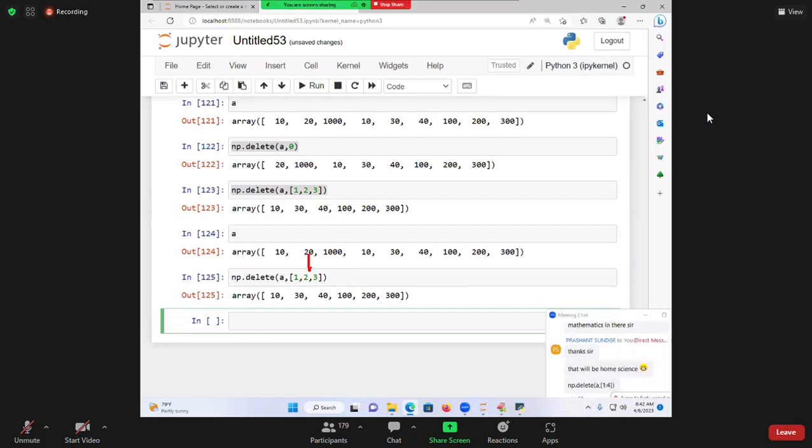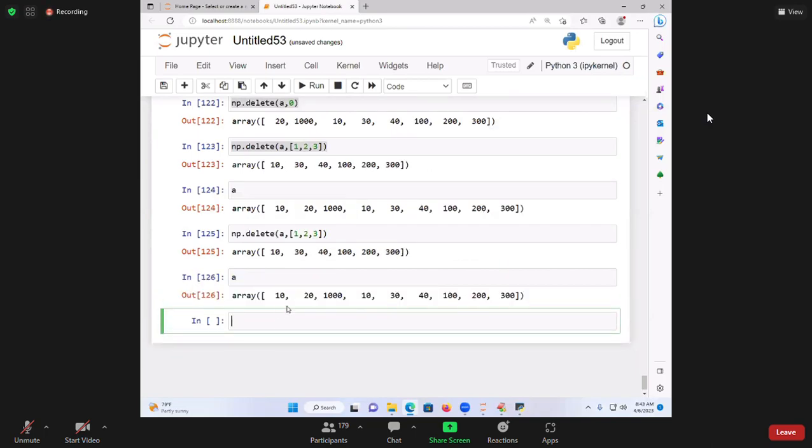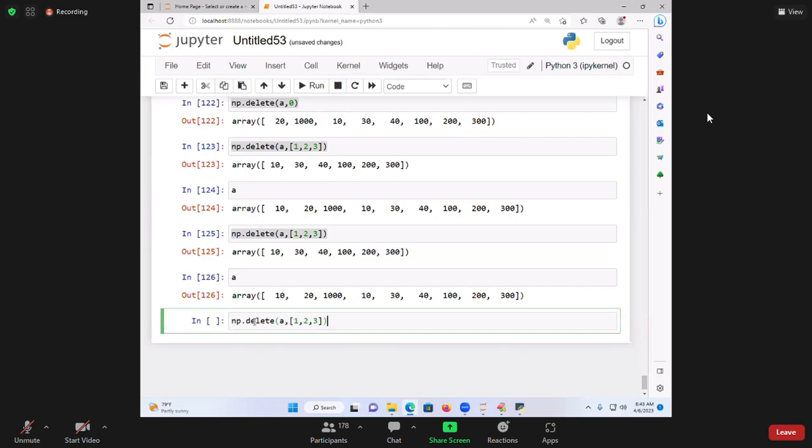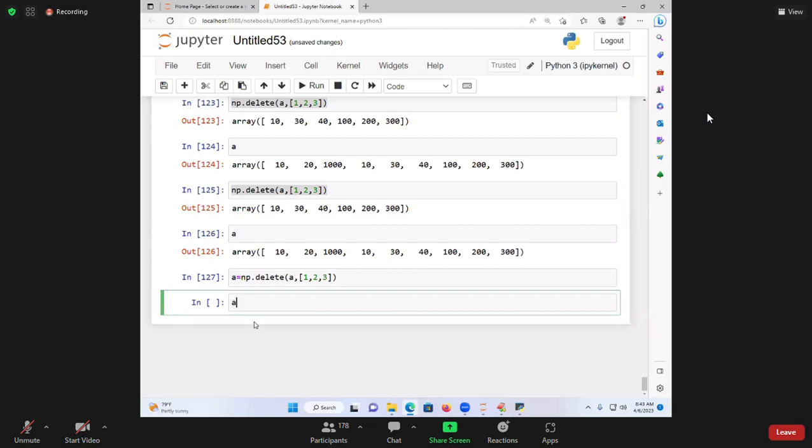0, 1, 2, 3. This is removed or not? What is available? Like this, it is available. Right? Now, you say print once again. What is happening? Still that same data will come. If you want to remove permanently, you remove it and place it into where? A. Now you see. Print this A.